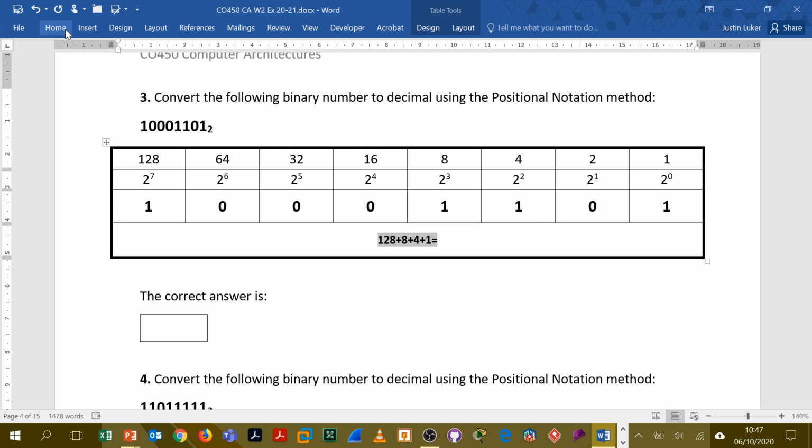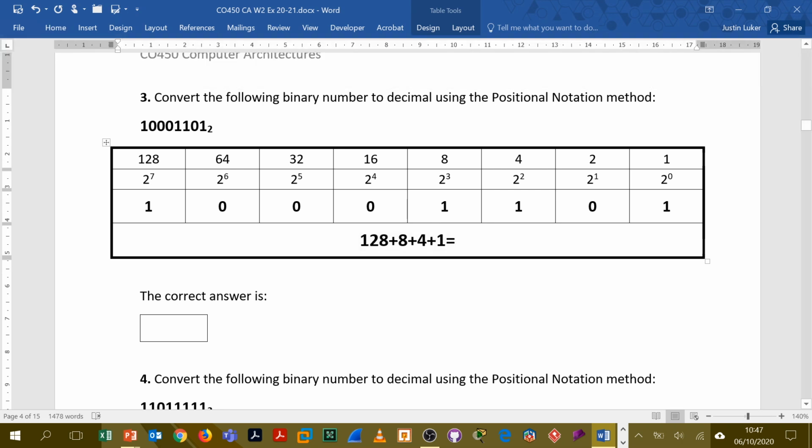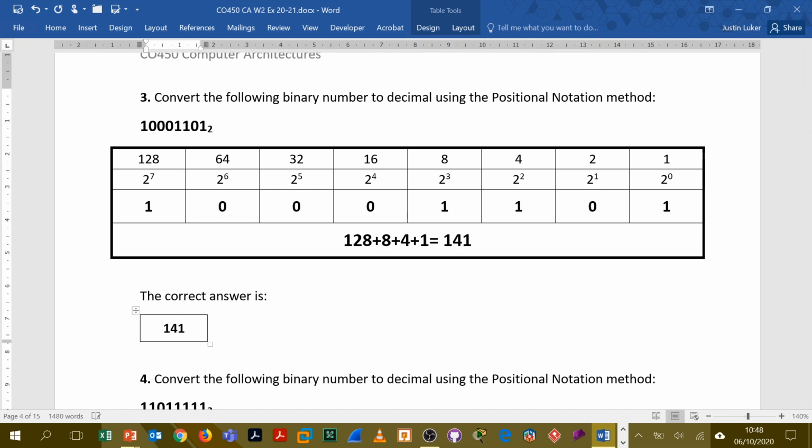And again, bigger so we can see that. We can add those together. So what have we got? So we've got 128 plus 8, which will give us 136. Plus 4 will give us 140. Plus 1 will give us 141. The correct answer there, 141 in the base 10 decimal number, our representation from this binary.